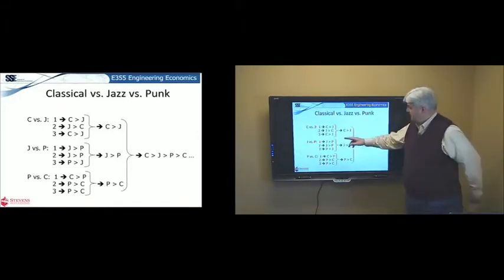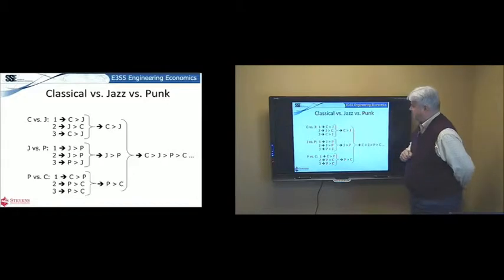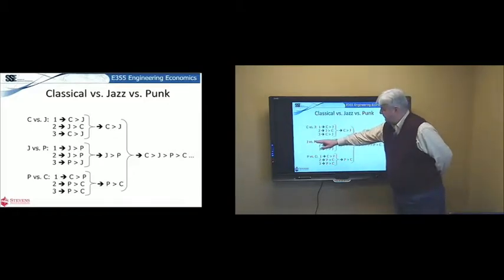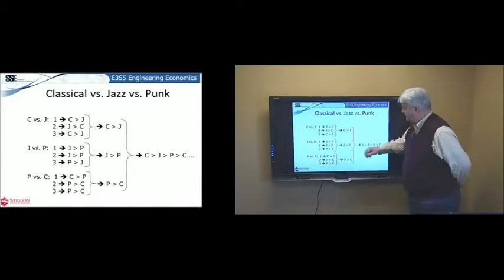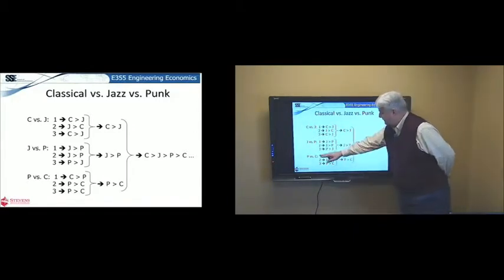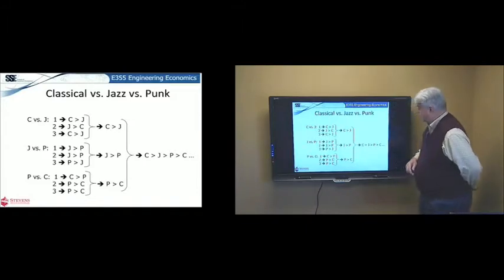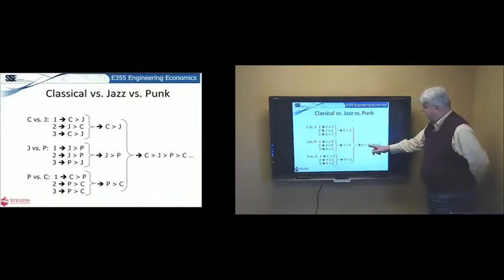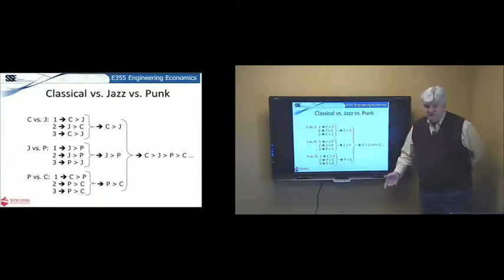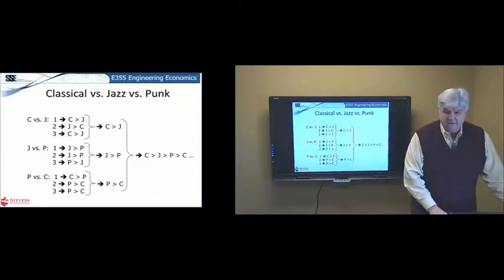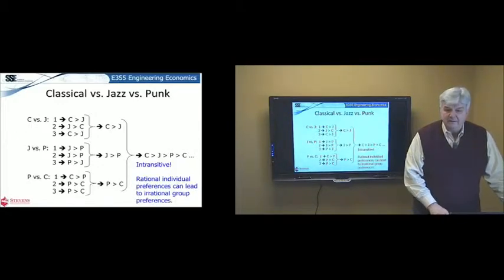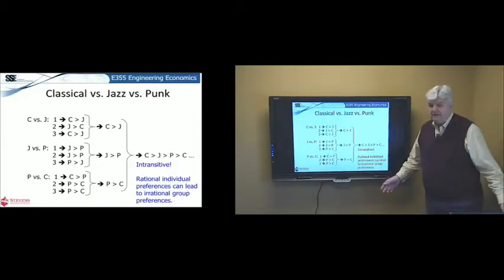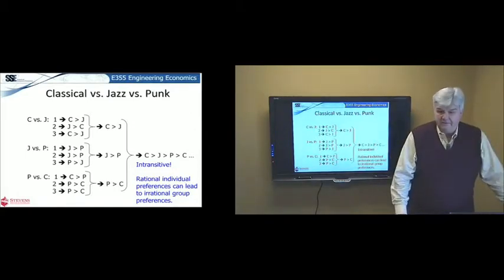Well, if we look at classical versus jazz, you can see 2 out of 3 prefer classical. If we compare jazz to punk, we can see 2 out of 3 prefer jazz. If we compare punk to classical, we see 2 out of 3 prefer punk rock. If we put this all together, we see classical is preferred to jazz, which is preferred to punk, which is preferred to classical, which is preferred to jazz, etc. And so what we have here is a violation of our assumptions in Lecture 2 about the transitivity of preferences. But the key point here is that 3 or more very rational decision makers end up with a completely irrational decision.